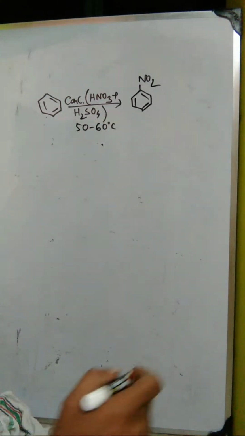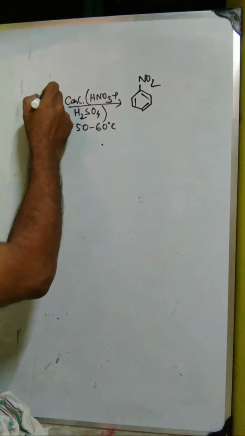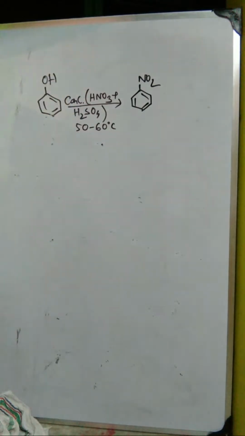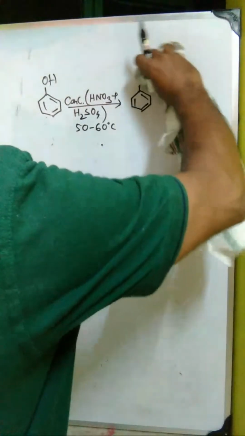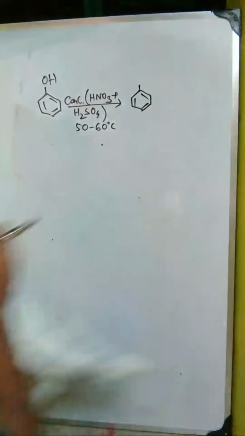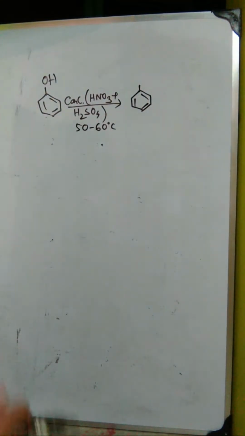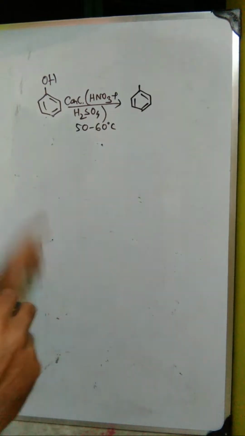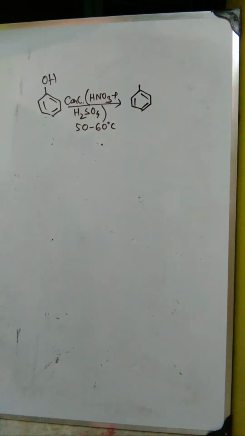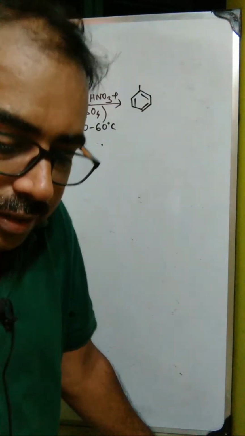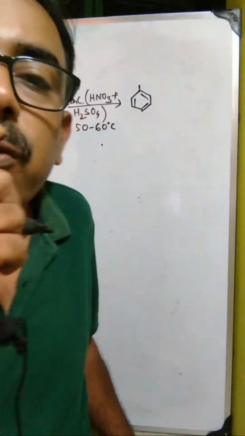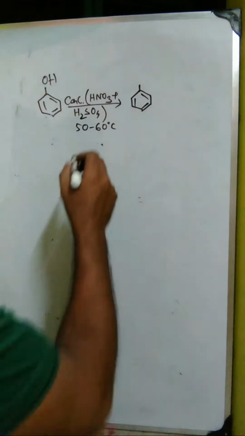Now let's see what happens when phenol is treated with a mixture of concentrated nitric acid and sulfuric acid at a temperature of 50 to 60 degrees centigrade. In the previous video, I showed you the reaction mechanism of nitration of benzene in the reaction mixture of nitric acid and sulfuric acid. Actually, what happens is that the nitronium ion is formed. How?